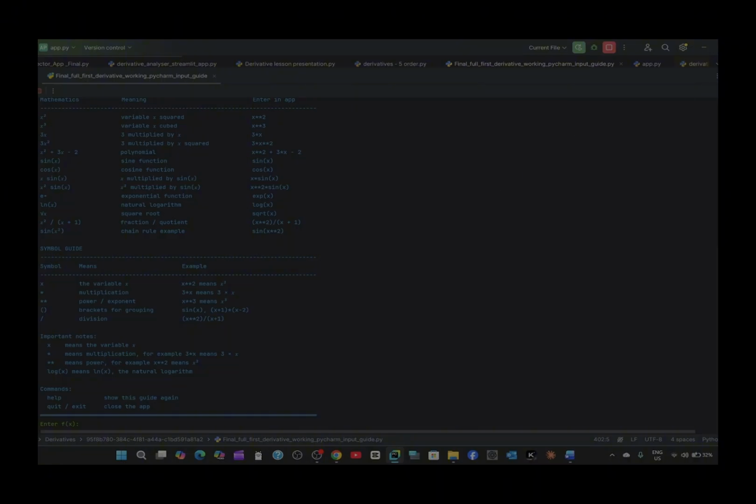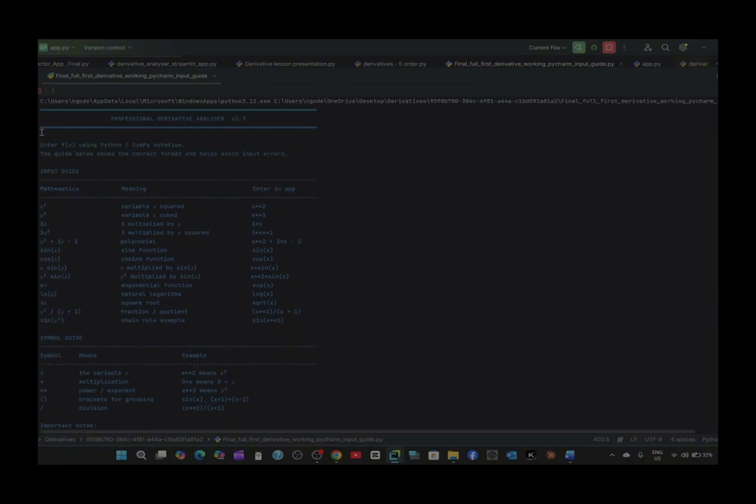First, the program puts up this table. I've got a professional derivative analyzer with an input guide. The guide below shows the correct format and helps avoid input errors. Mathematically, we write x squared, x cubed, 3x, meaning the variable x squared and the variable x cubed. We all understand that, and the sine function is straightforward. But when you enter it in f, you have to write it differently. Instead of x squared, we put x star 2.